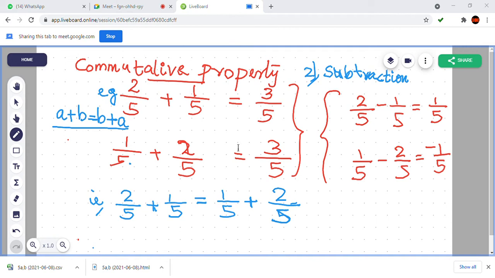Did you see that sentence? Subtraction is not commutative. You underline that. Subtraction is not commutative for rational numbers.